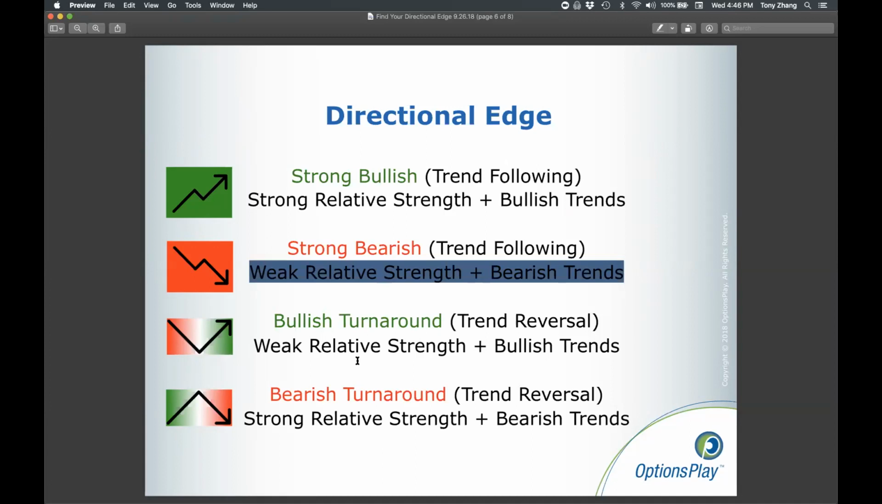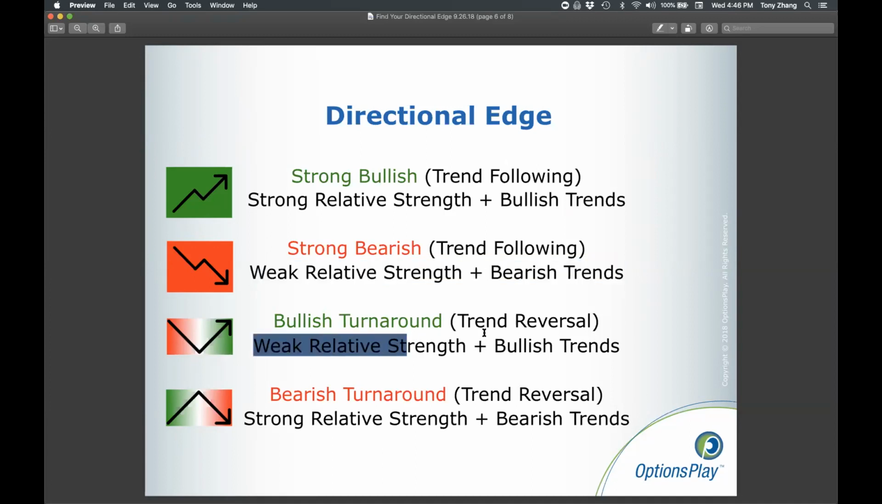So a stock that has weak relative strength, a stock that's underperforming the overall market, but is exhibiting bullish trends, is a stock that's relatively weak but is starting to turn around and strengthen. So for those of you that like to find stocks that are maybe cheap and starting to turn around, or stocks that have been quite bearish that are starting to turn around, these are the types of candidates that you want to look for. Stocks with weak relative strength, but bullish trends.